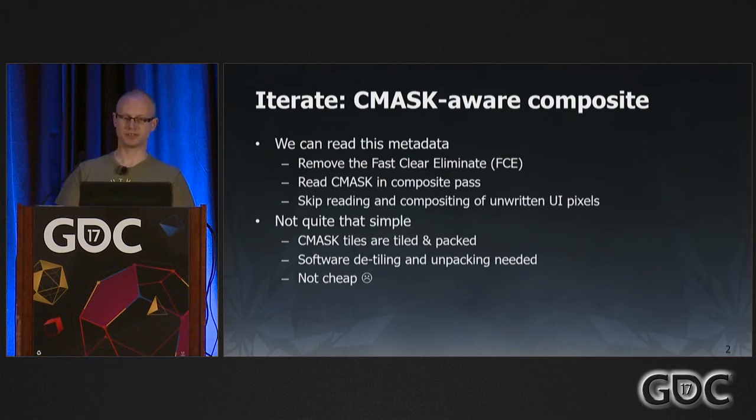So since we can read this metadata, why don't we just remove the fast clear eliminate, read the CMASK in the composite pass, and then where we know we've not drawn the UI, we just don't read the UI and don't do anything. And in concept, that's what we did. It isn't quite that simple because CMASK is a sort of custom tiled unpacked format, and that requires that you do detiling and unpacking in software, and that isn't cheap. So doing it in the resample wasn't necessarily the right thing to do.